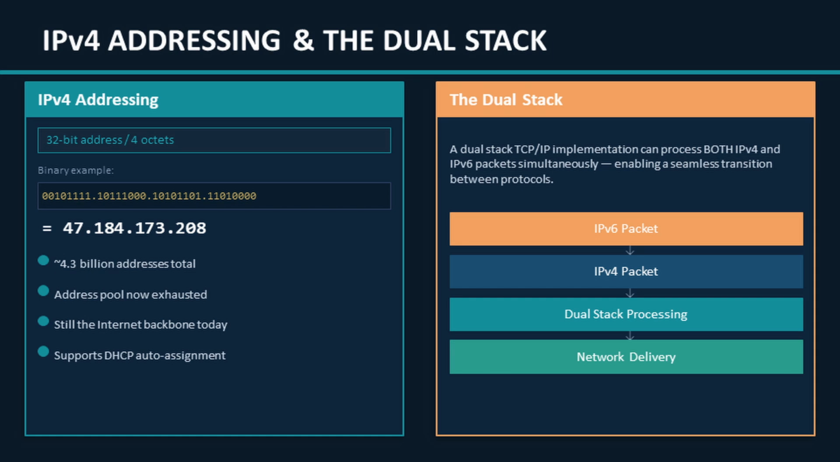This is where the dual stack comes in. A dual stack is a TCP/IP implementation capable of processing both IPv4 and IPv6 packets simultaneously. It uses IPv6 when it can and falls back to IPv4 when required, making the transition between the two protocols gradual and backward compatible. All modern Windows computers support the dual stack by default.